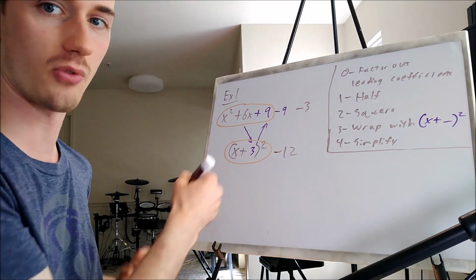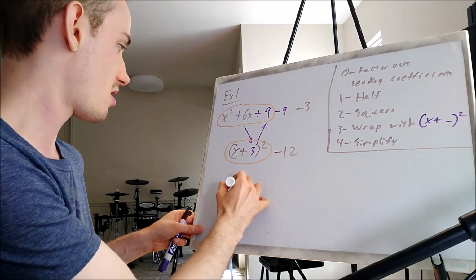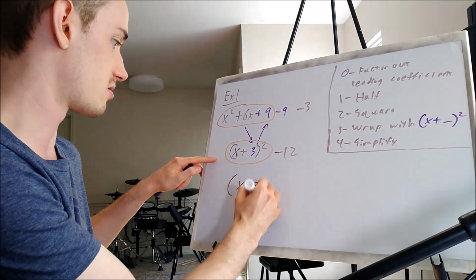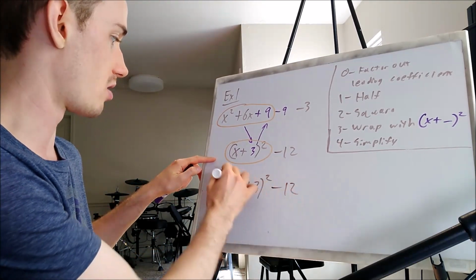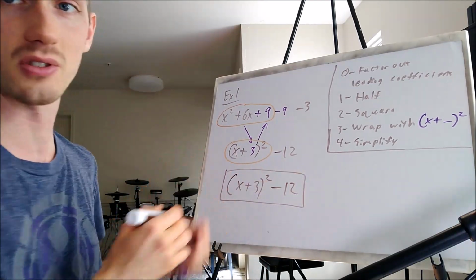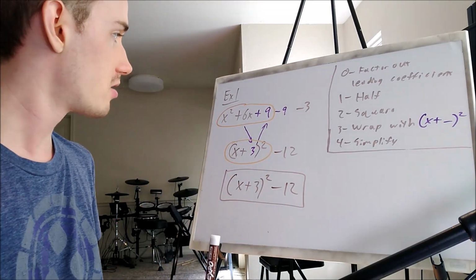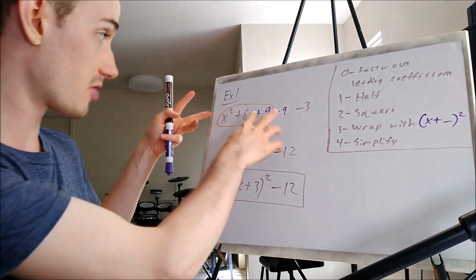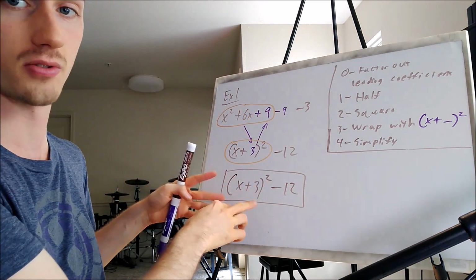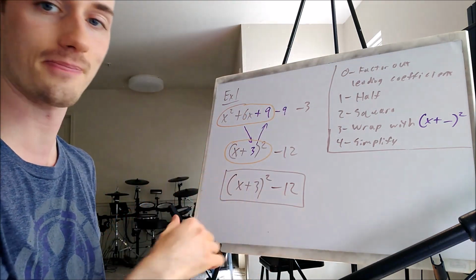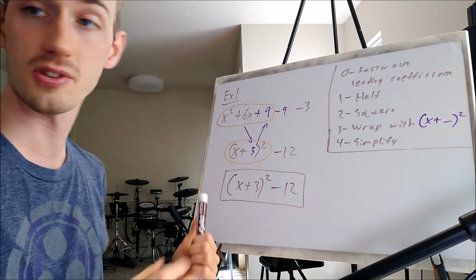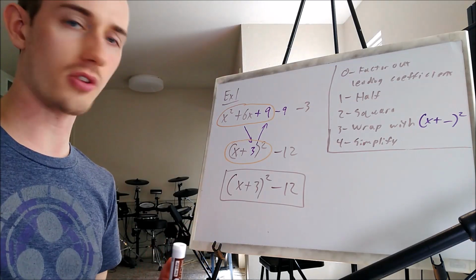This is a little bit messy how I've written it here, so I can clean it up a little bit if I want. I'm just going to rewrite everything. (x + 3) squared, and then minus 12, and that would be my answer to this problem. So we completed the square, and we factored it into a perfect square there, and we've got some leftover bits. So that's it for completing the square on that one. So I think we can move on to a second example.